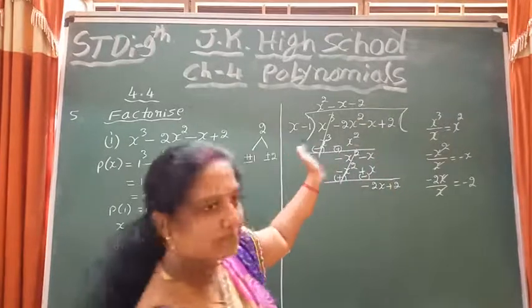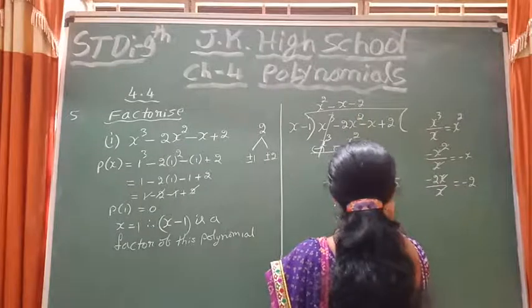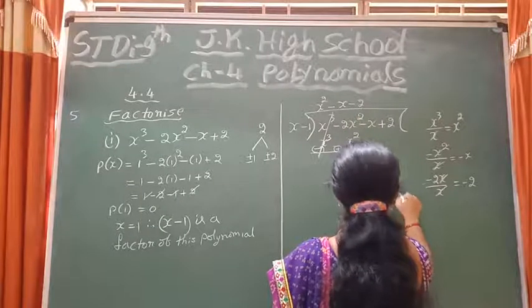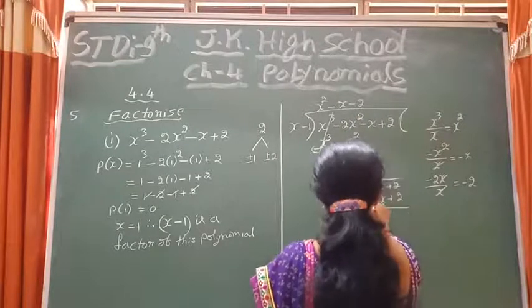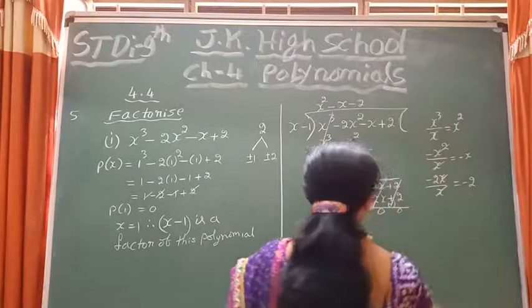Then multiply with that minus to these two terms. Plus into minus, minus 2x. Minus into minus, plus 2 ones are 2. Change the sign. Then you got remainder 0.